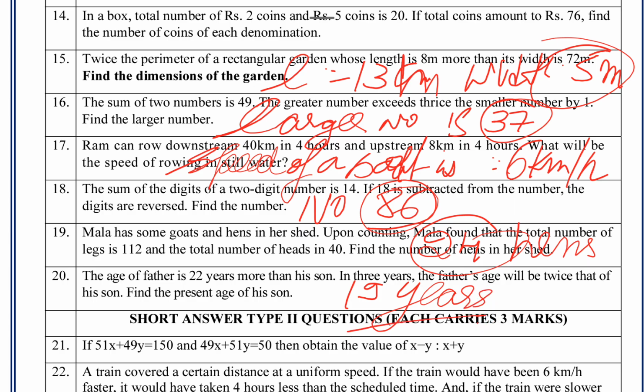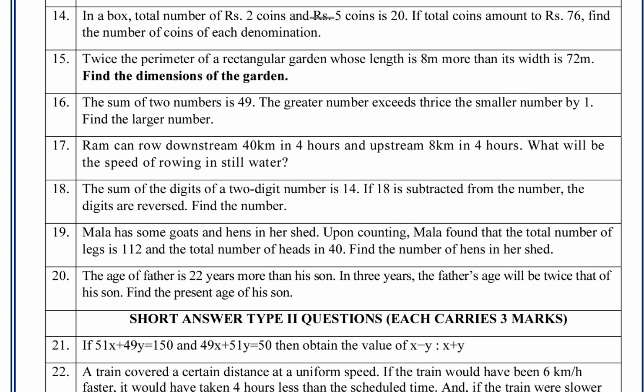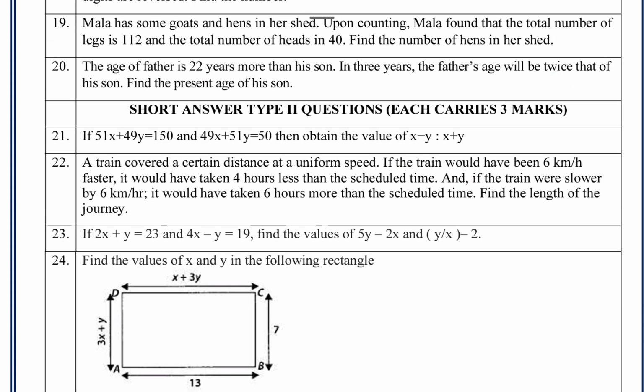These are all the questions. You can pause and you can get the answer for this one. Solve it, you will get that. Then 21, the answer is x minus y is 25 and x plus y is 1. And a train covers a certain distance at uniform speed, the answer is 720.